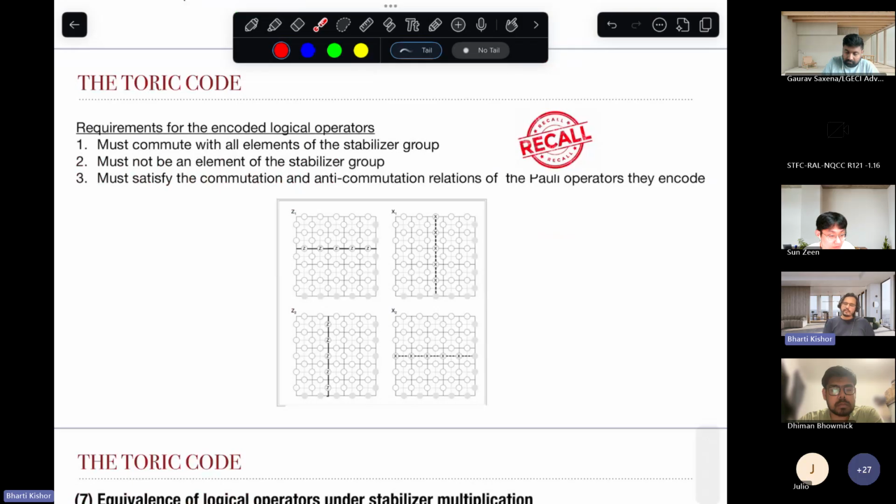So you just have a non-trivial loop and that solves the problem for you. For example, it's very easy: for Z, you just take a non-trivial loop like this. Now, because there is no end, there is no bad X operator at the end to anti-commute with it, and it's not a problem.